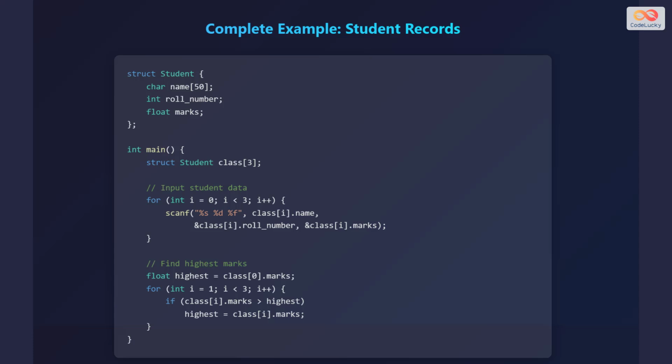Next, we find the highest marks among all students. We initialize a variable named highest with the marks of the first student. Then we iterate through the rest of the students, comparing their marks with the current highest value. If a student has marks higher than the current highest, we update the highest variable accordingly.